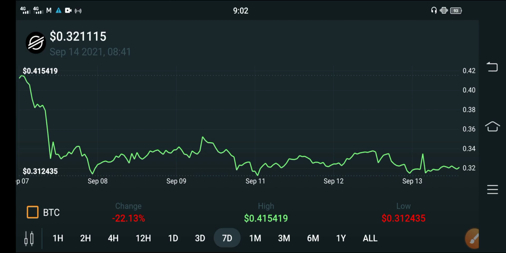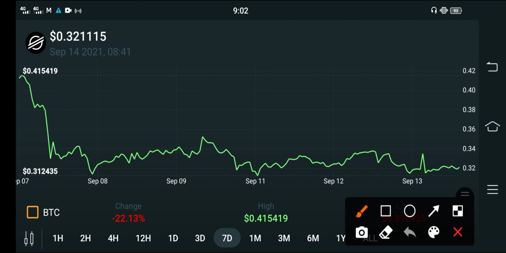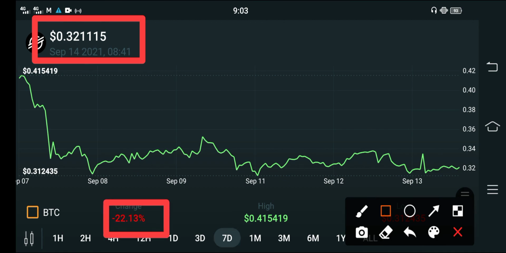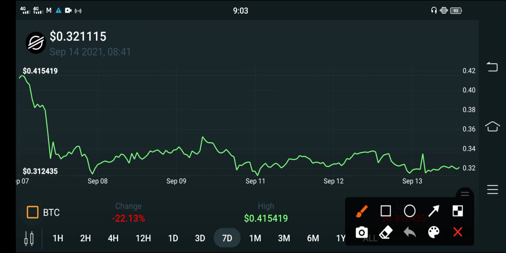So, guys, the current price of XLM in the market is about 0.32115 USD. That is the current price of Stellar XLM. Furthermore, guys, talking about the changes in the price of XLM, a negative 22.13% change has occurred in XLM, and 0.415419 USD is the highest price in the last 1 week.